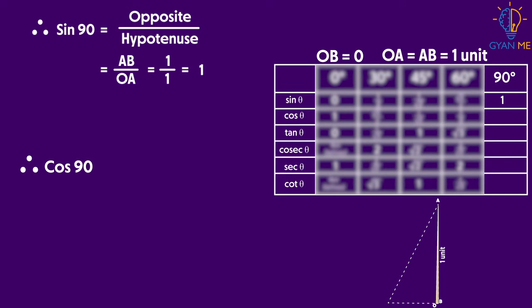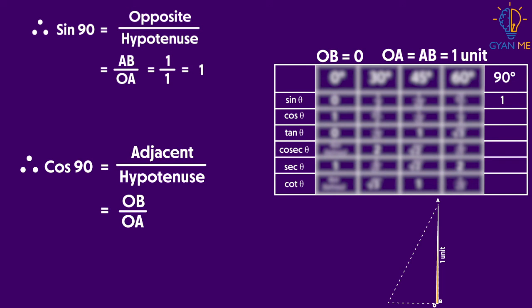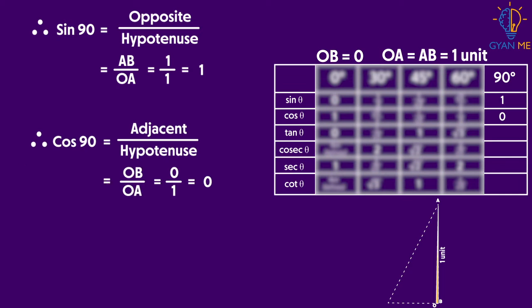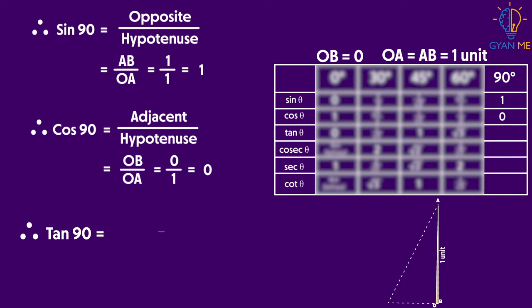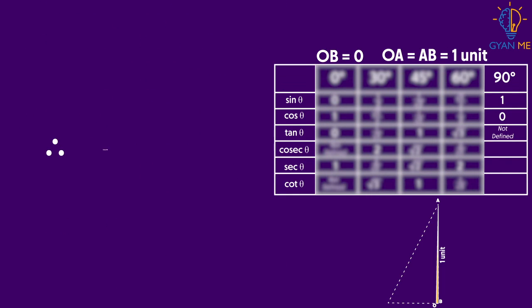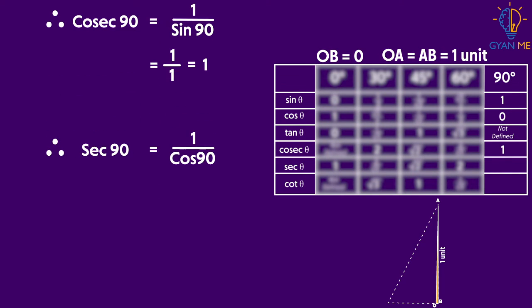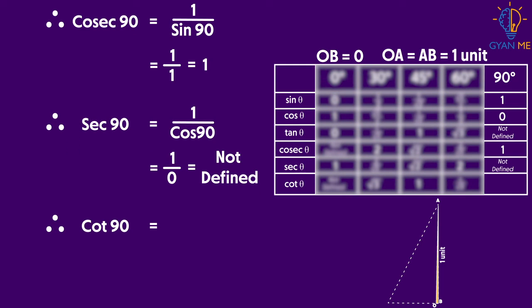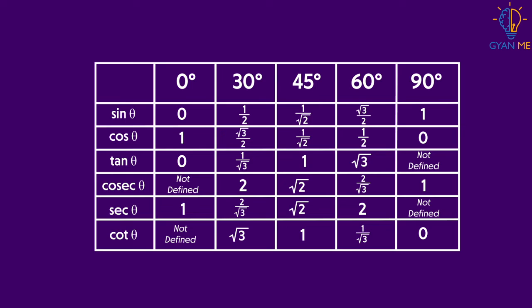Similarly, cos 90 is adjacent upon hypotenuse, which is 0, and tan 90 is again not defined because it is 1 upon 0. And cosec 90 is 1 upon sine 90, which is equal to 1. Similarly, sec 90 is not defined and cot 90 is 0. So let's put these values in the table that we have made.